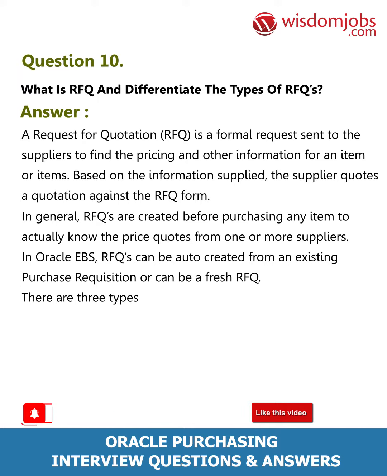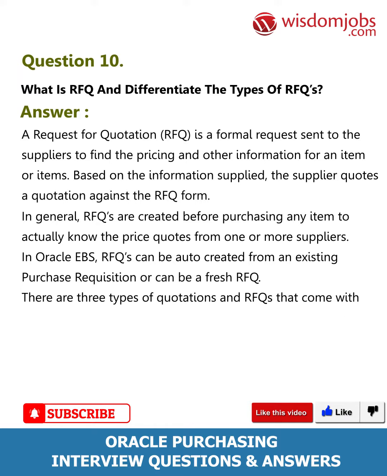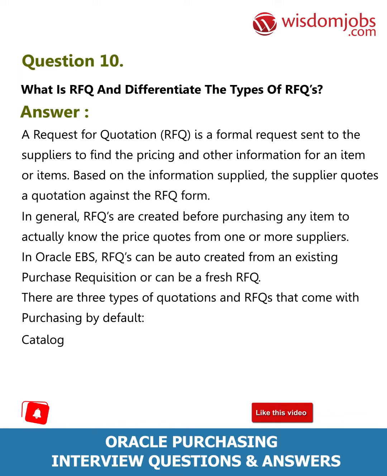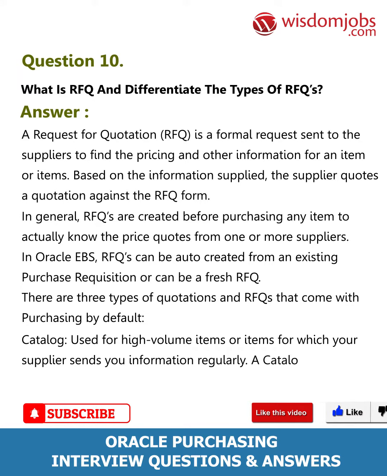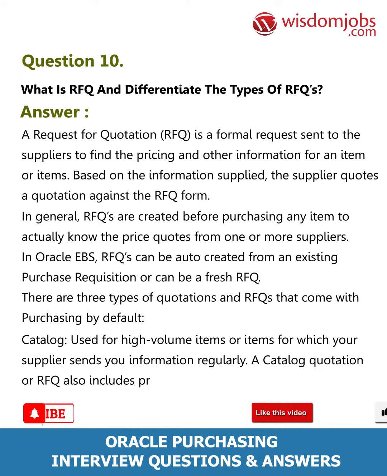There are 3 types of quotations and RFQs that come with purchasing by default. Catalog, used for high-volume items or items for which your supplier sends you information regularly. A catalog quotation or RFQ also includes price breaks at different quantity levels.